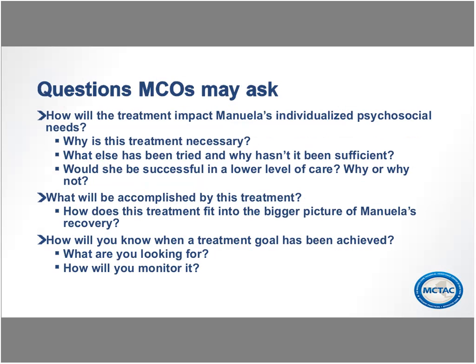How will this treatment impact Manuela's needs? Why is this treatment necessary? Again, in terms of history, what else has been tried? And especially for these higher levels of care, why wasn't that sufficient? Why was that not successful for her?